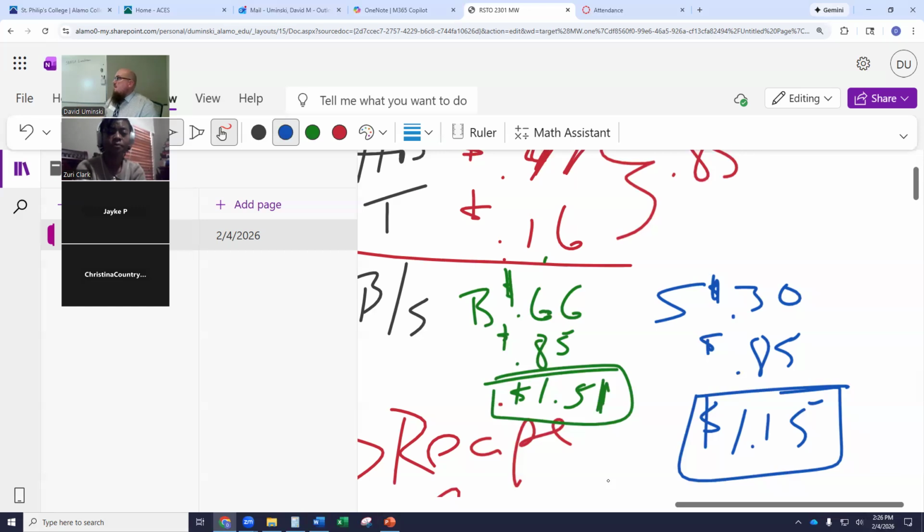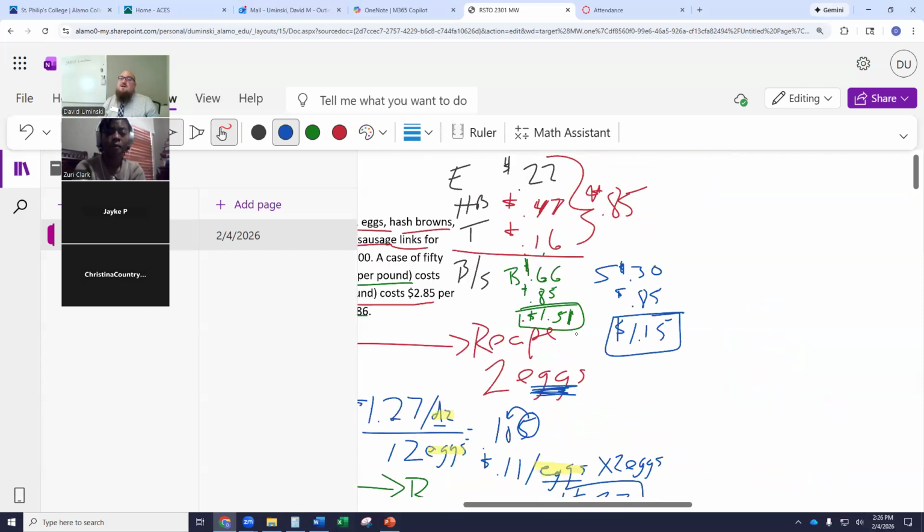Or like with cigarettes, it's the same price for hundreds and regulars. Okay. So they make more off of the regular. All right. So any questions about costing out a recipe?